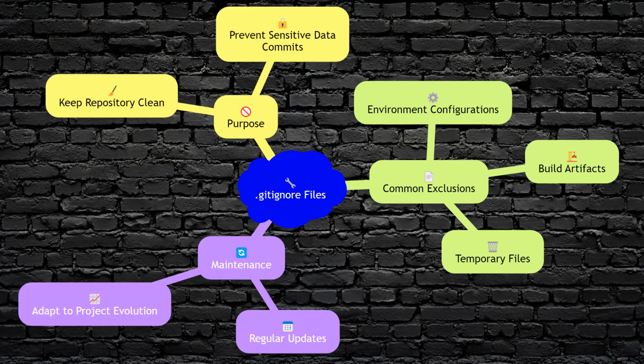.gitignore files are a powerful tool for preventing specific files from being tracked by Git. By defining patterns in a .gitignore file, you can ensure that files like environment configurations, build artifacts, and temporary files are excluded from the repository. This not only helps in keeping the repository clean, but also prevents accidental commits of sensitive data. Regularly updating the .gitignore file as the project evolves is crucial for maintaining its effectiveness.